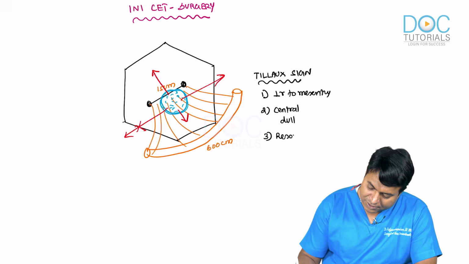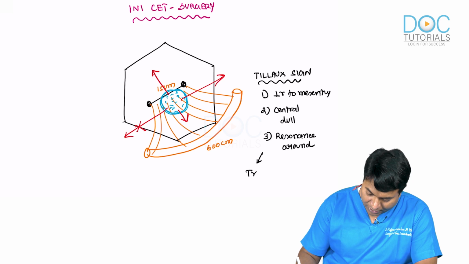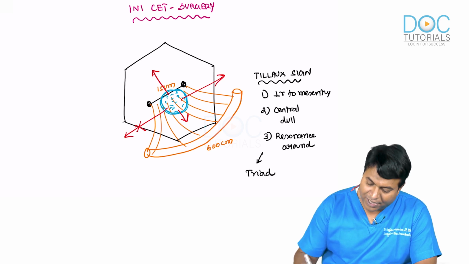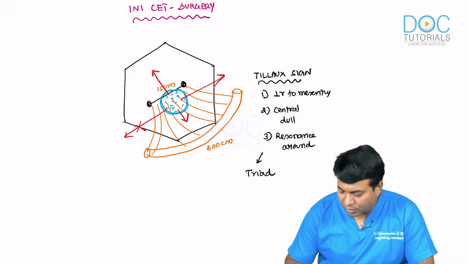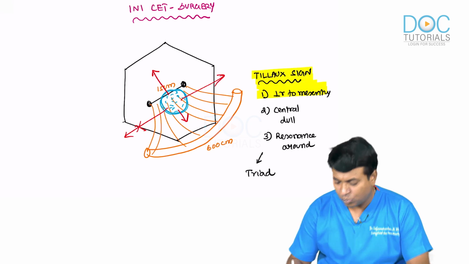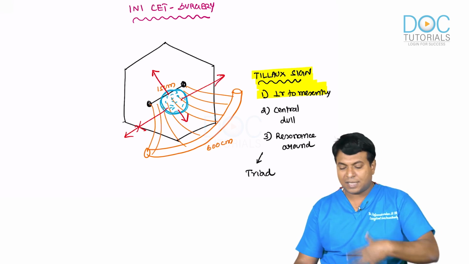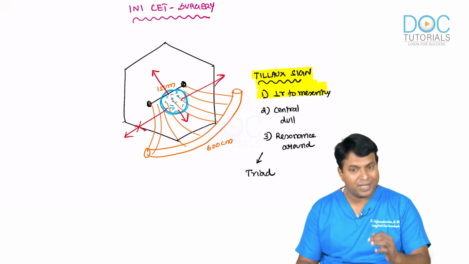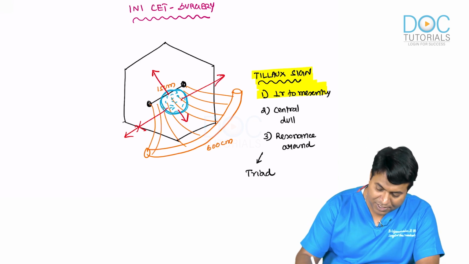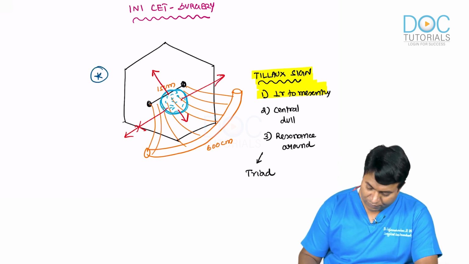Point number two, there will be central dullness surrounded by resonance. These three together are known as Tilloch's triad. Please don't forget that. If they ask you only Tilloch's sign, go with movement perpendicular to the mesentery. Tilloch's triad is central dullness surrounded by resonance. This is the first question, a very simple, straightforward question we have discussed in our app workbook. Please remember this question.